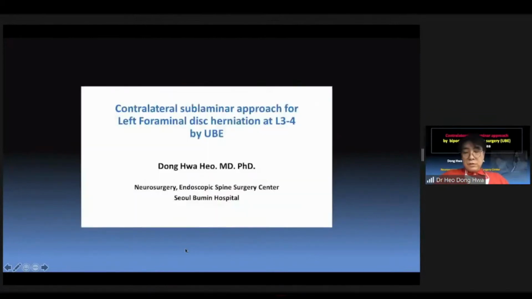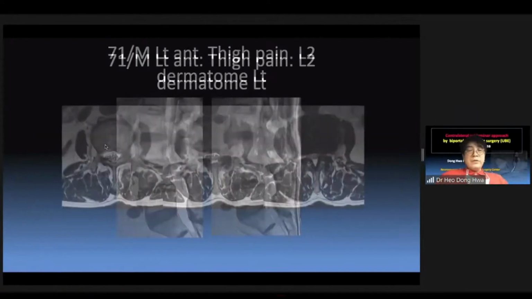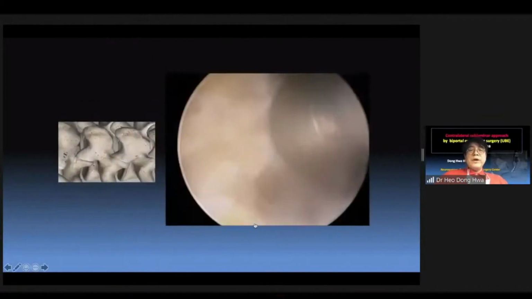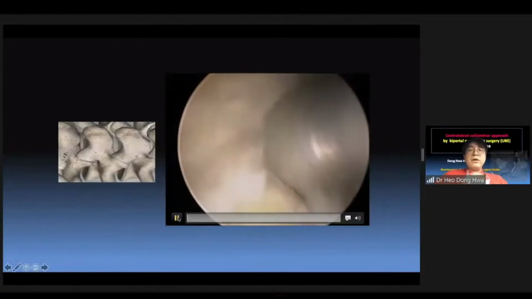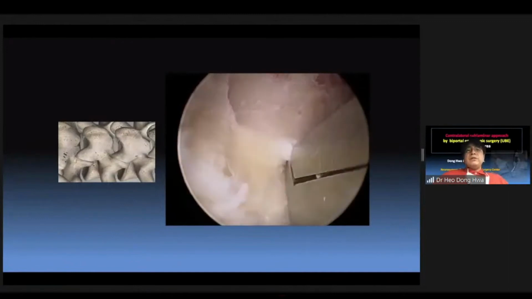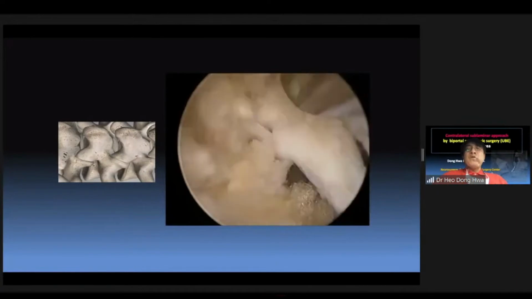So, the second case is a male patient who complained of epidermal thigh pain. You can see the unmigrated disc herniation at the L2-3 area. So you can see the foraminal disc herniation as well as central stenosis. So my decision is a sublaminar contralateral approach. Now I first did the medial laminotomy. This is a very familiar procedure.